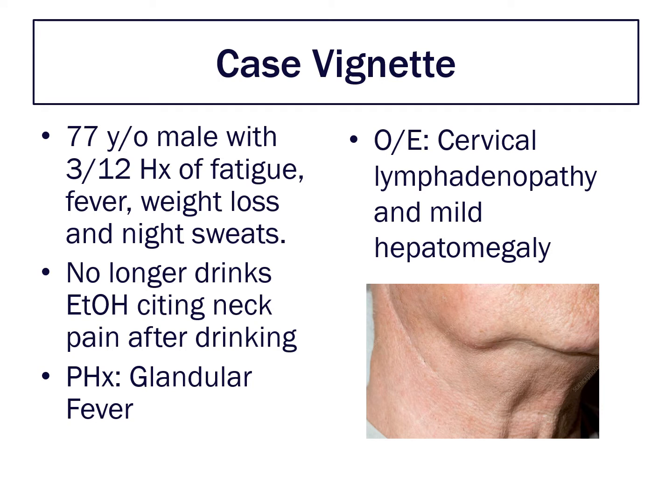On examination, you notice a lump in the front of his neck, which you believe to be in keeping with cervical lymphadenopathy, and upon examination of the abdomen, you are able to palpate the liver approximately 4 to 5 centimeters below the costal margin.